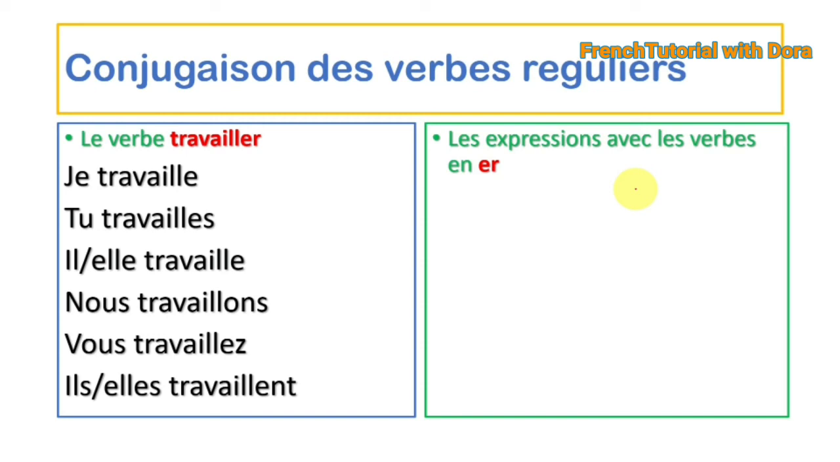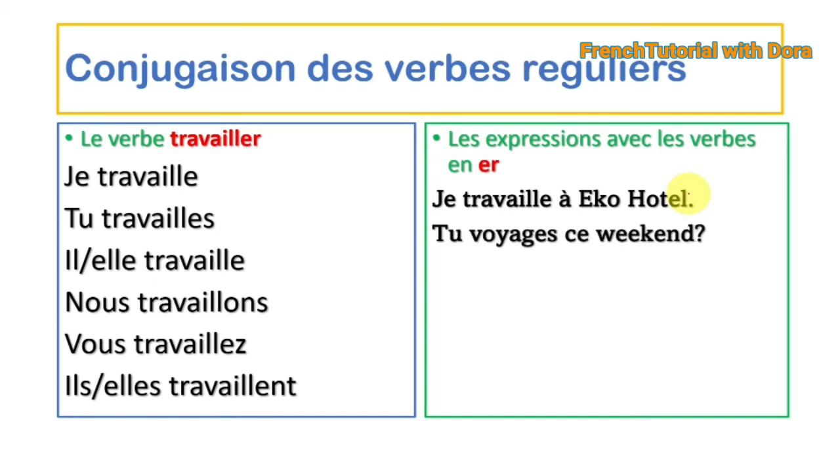All right, so let's also take some expressions with all the verbs that we have been conjugating. Je travaille à Eco Hotel. I work in Eco Hotel. Tu voyages ce weekend? Do you travel this weekend? Il habite aux Seychelles. He lives in Seychelles.